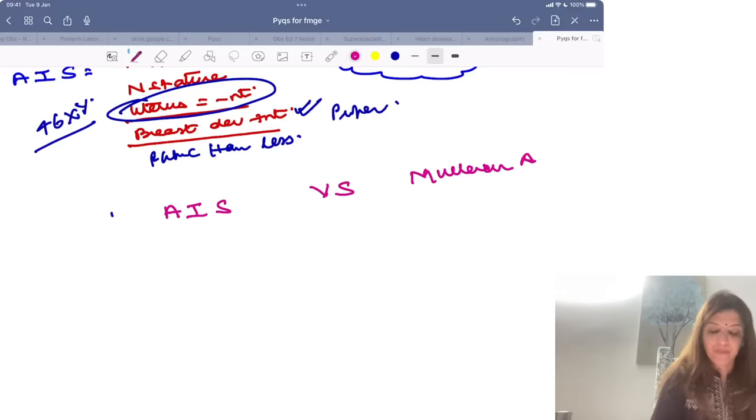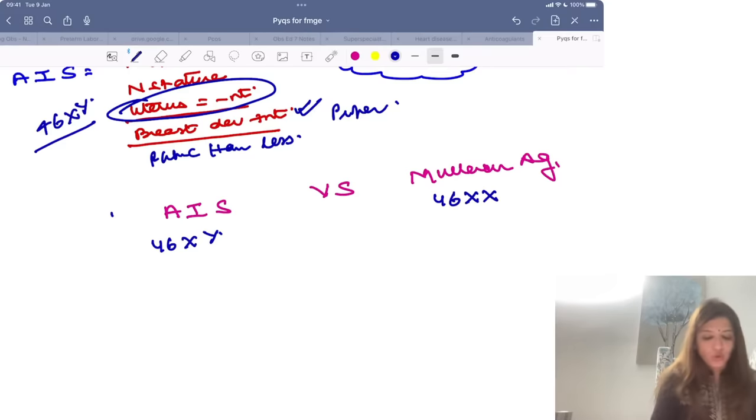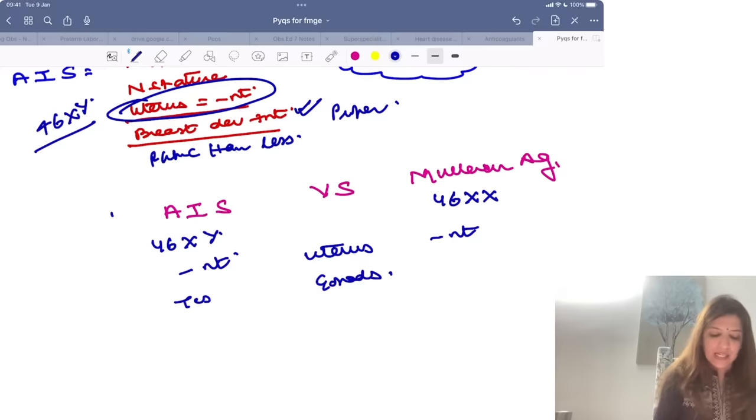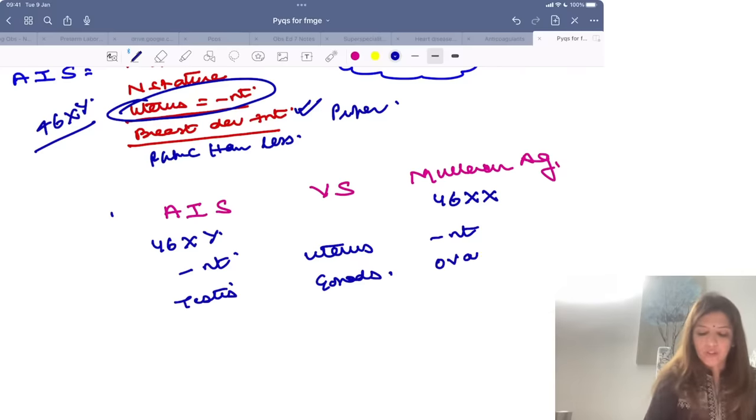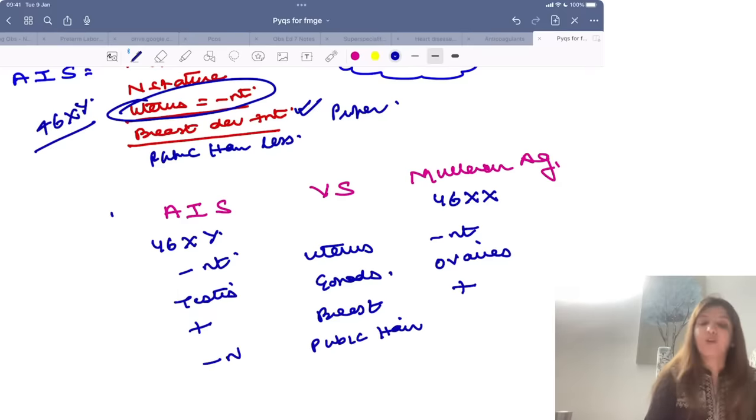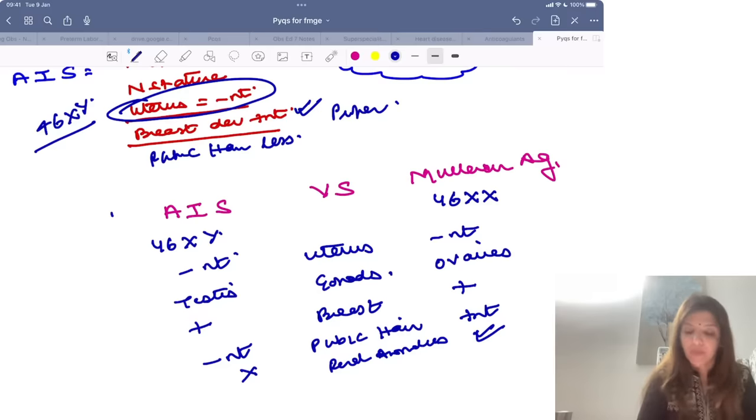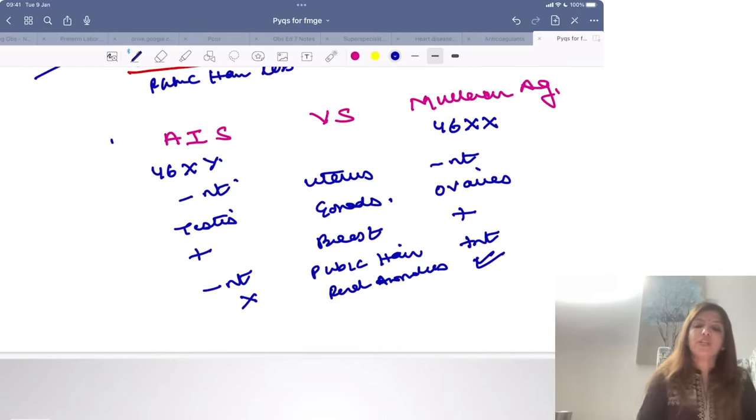Okay, someone is asking me, androgen insensitivity syndrome versus Mullerian agenesis. Very easy. Let us see. Androgen insensitivity is 46XY. Mullerian is 46XX. Dono mein uterus absent. Right? Gonads in androgen insensitivity, testes. Over here, ovaries. Breast development, dono mein present. Pubic hair, absent in androgen insensitivity, present in Mullerian agenesis. Renal anomalies, present in Mullerian agenesis, absent in androgen insensitivity syndrome. Right?